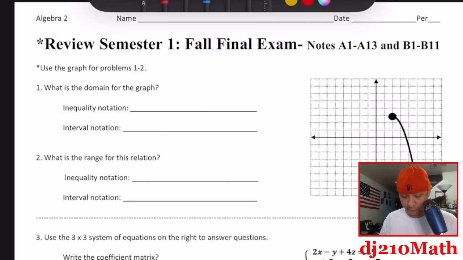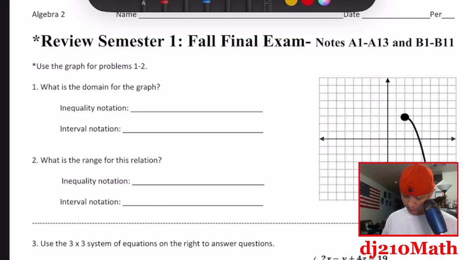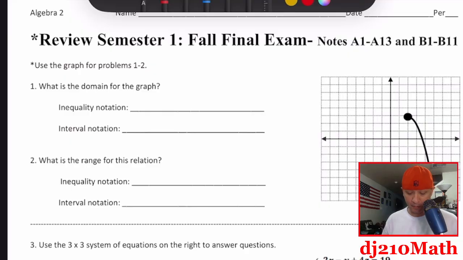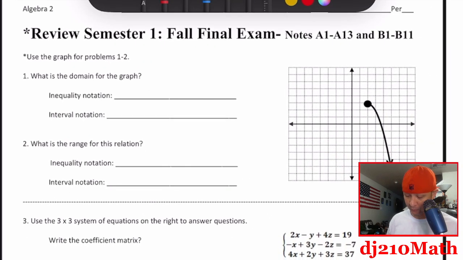Okay, let's go over the review for the semester exam. All right, number one. What is the domain for the graph? So if we look at the graph, the domain, we know this is the x values.